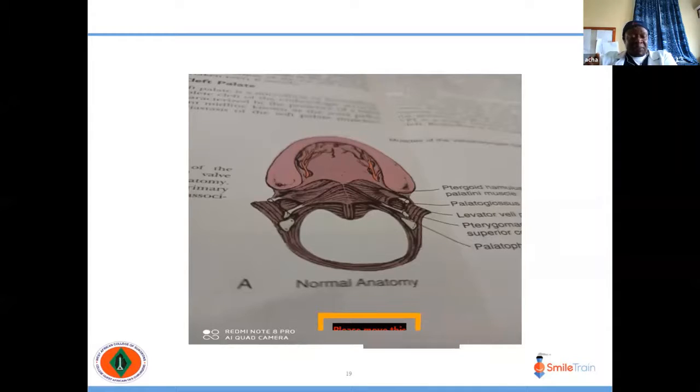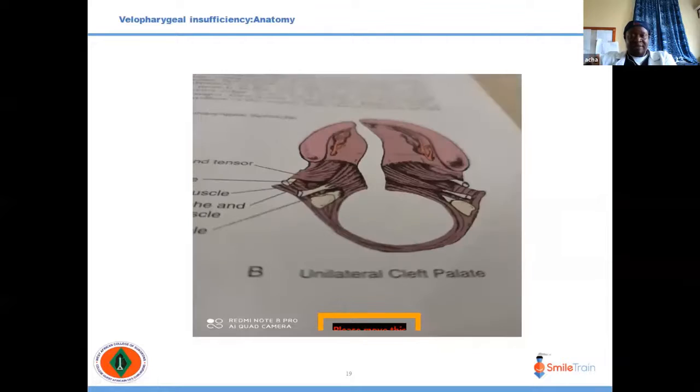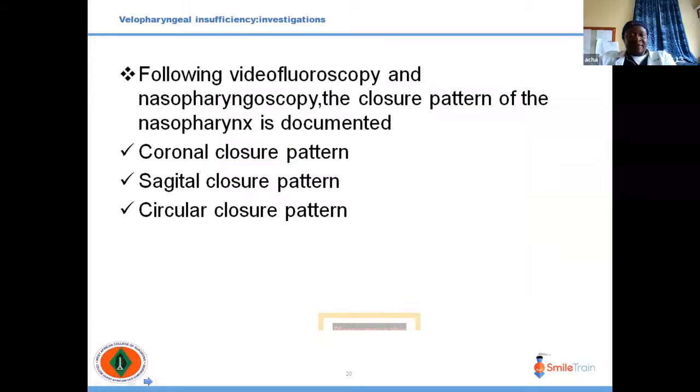And in cleft palate, these muscles are disrupted, as you can see in this diagram. Because these muscles are disrupted, that valve mechanism is disrupted. So there is a problem in the production of certain consonants during speech, and that leads to velopharyngeal insufficiency. That's when the speech and language pathologist comes in, and the ENT surgeon comes in. Following your video fluoroscopy and nasopharyngoscopy, the closure pattern of the velopharyngeal valve is documented. It can either be a coronal closure pattern, which is in 55% of normal people, or sagittal, which is in 10 to 15%, or circular.